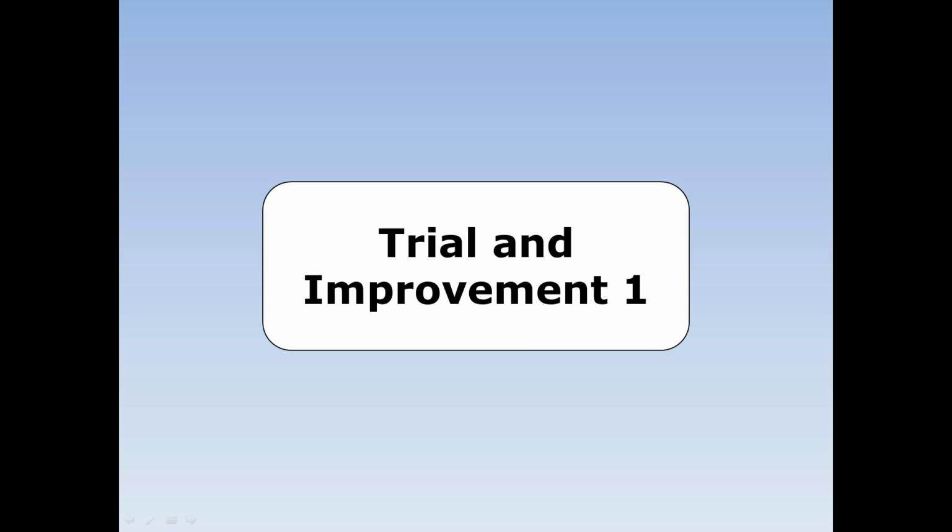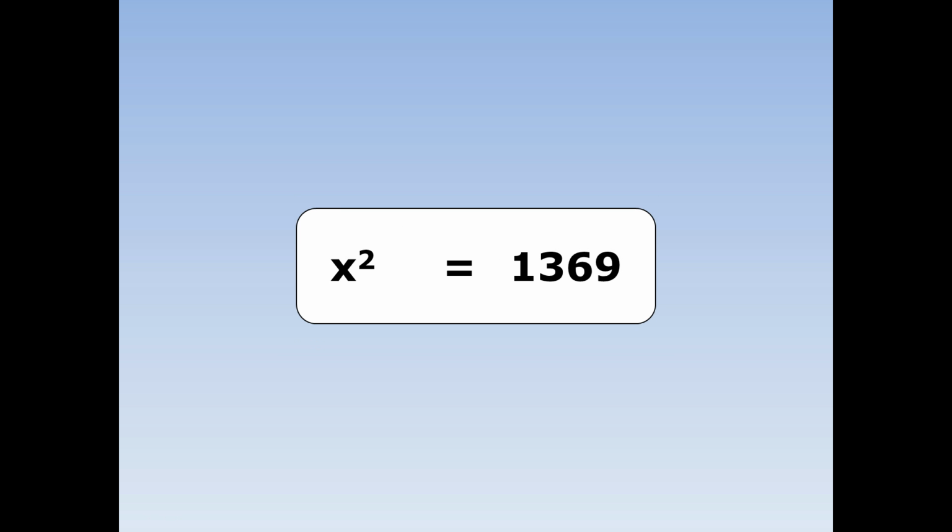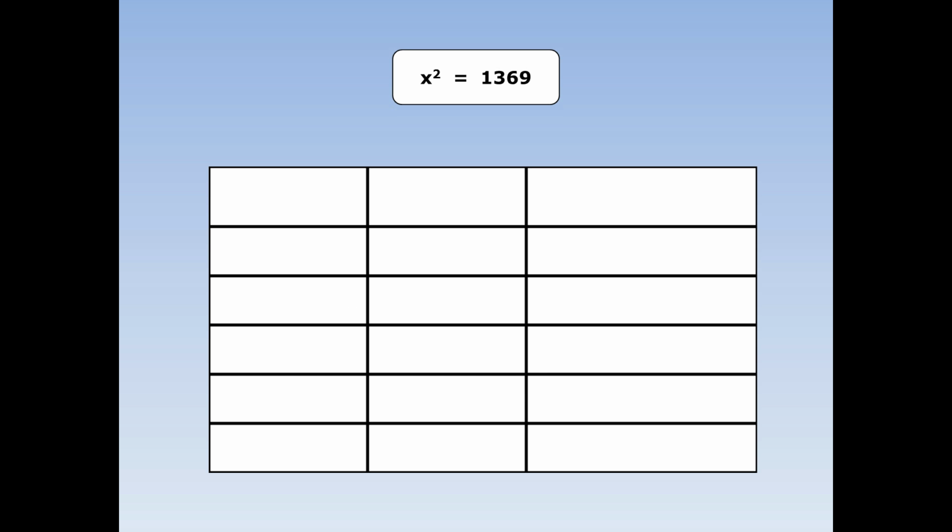Trial and improvement 1. We're going to solve the equation x squared equals 1369 using trial and improvement. So, we need to draw a table with 3 columns in it. In our first column, we're going to put an x. In the second column, we're going to work out what x squared is. And in the third column, we're going to write down whether our guess was too big or too small.